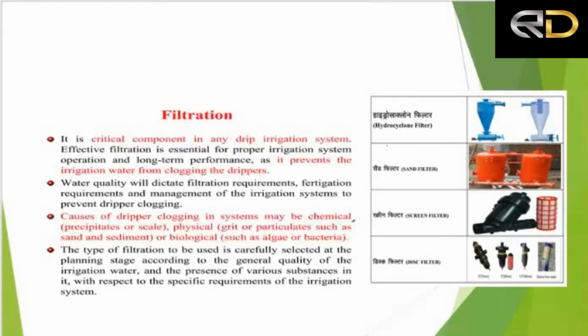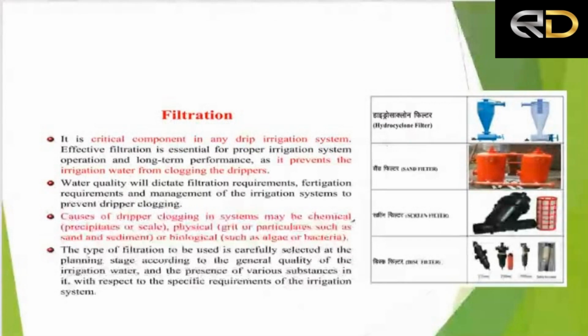Causes of drip clogging in any system may be chemical precipitation, physical हो गया जैसे पार्टिकुलेट सैंड है जो कॉज कर सकते हैं ड्रिप को क्लॉगिंग. एक हो गया केमिकल से, प्रेसिपिटेशन हो सकती है या स्केलिंग हो जाती है कभी, फिजिकल हो गया ग्रिड या पार्टिकुलेट सैंड फंस गया उसमें, सेडिमेंट कोई फंस गया, और तीसरा वे हो गया कॉजेस का बायोलॉजिकल से, अलगे फॉर्मेशन होगी, बैक्टीरिया ग्रो हो गया अंदर, इसीलिए फिल्ट्रेशन सिस्टम हमें लगाने पड़ते हैं ताकि ये प्रॉब्लम्स हमारे फिल्ट्रेशन हमारे इसमें ना आए.